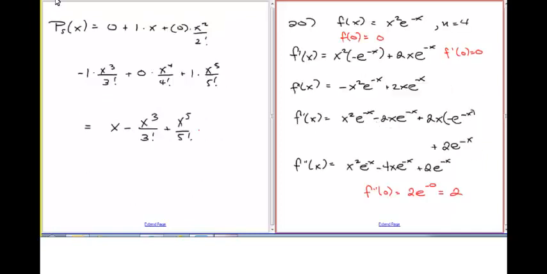And 21 is also a Taylor polynomial. And this is just more difficult because you've got this product.